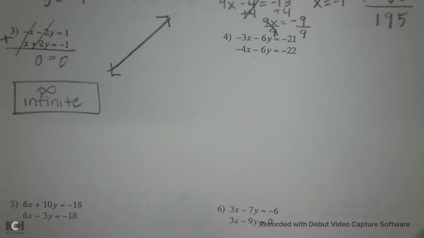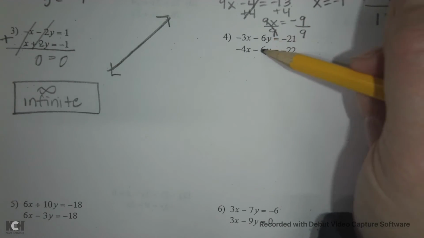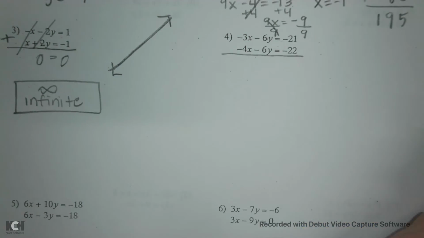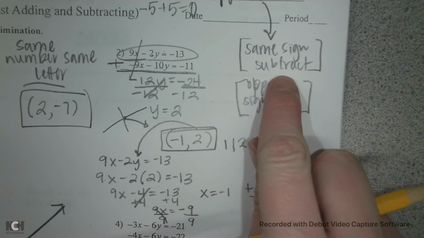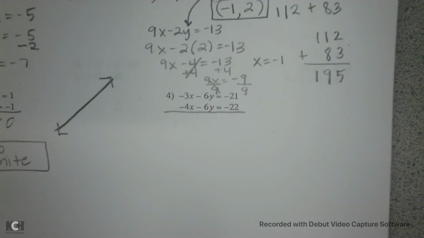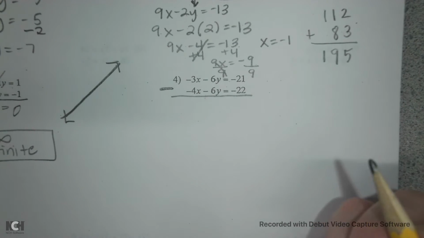Okay, number 4. Again, when we eliminate, we want the same number, same letter. 3 and 4 are not the same number. 6 and 6 are. Okay, so we're going to eliminate our 6's. Now these guys have the same sign. So if we look back up here, same sign, subtract. So subtraction is a little bit different.